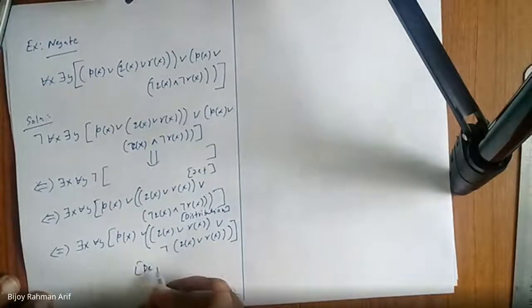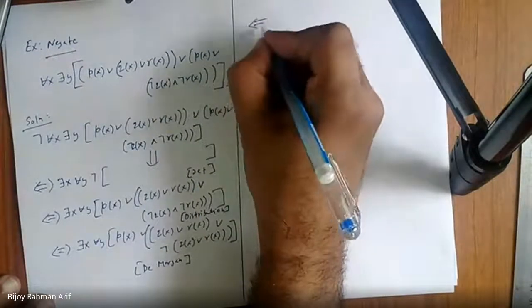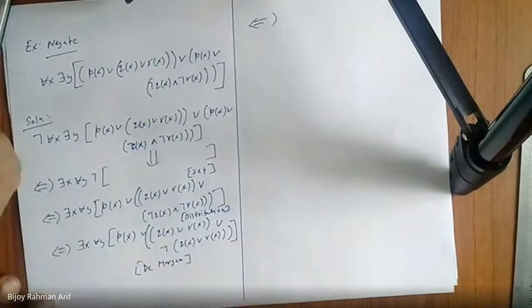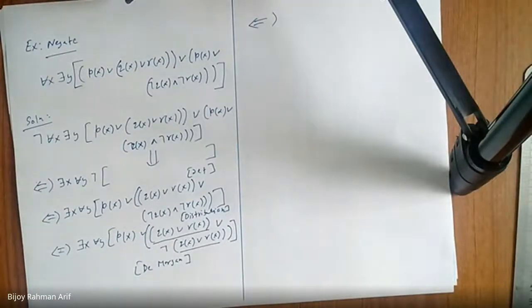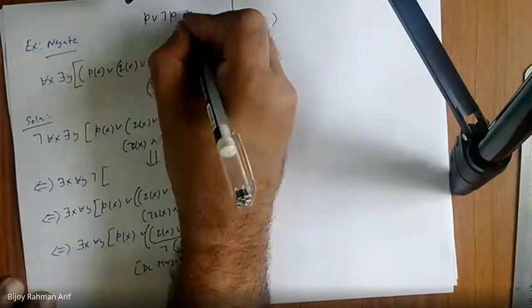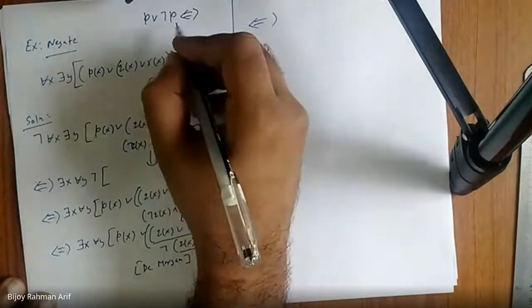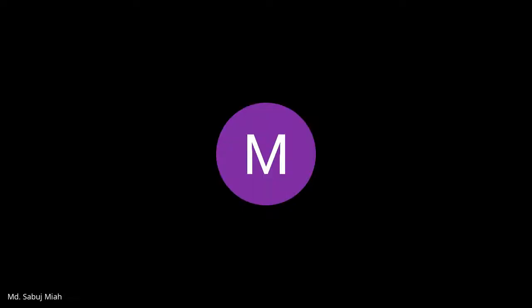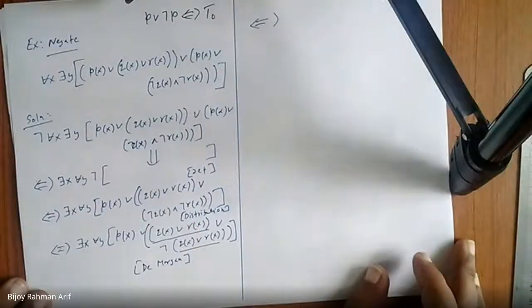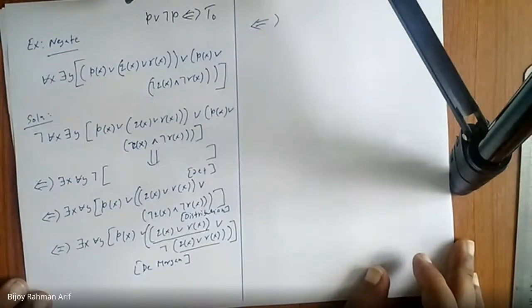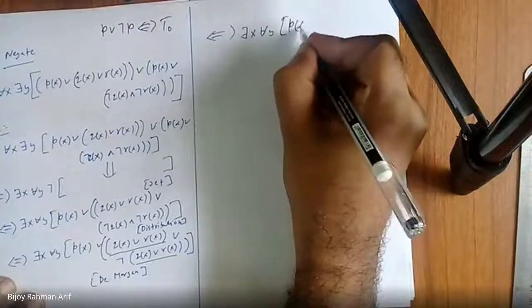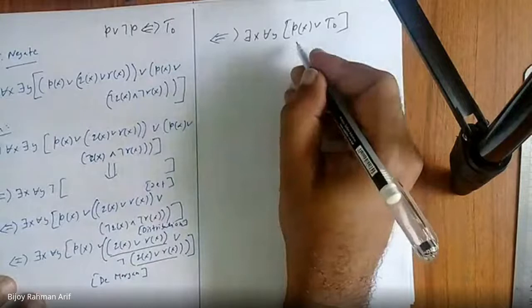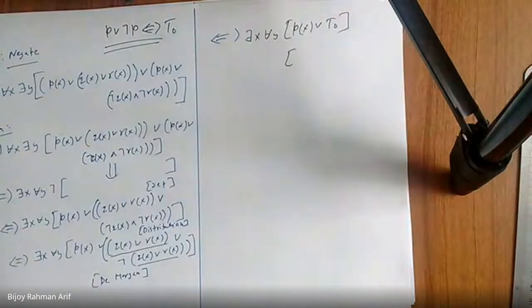All right, De Morgan. Then what happened if you consider this whole part as P? This one is not P. So P or not P. What is the case? P or not P, what is the value? Sir, true. Tautology. Yes, you are right, tautology. So it becomes some x, all y, px or T. Again, what is this one? What is the name of this law?